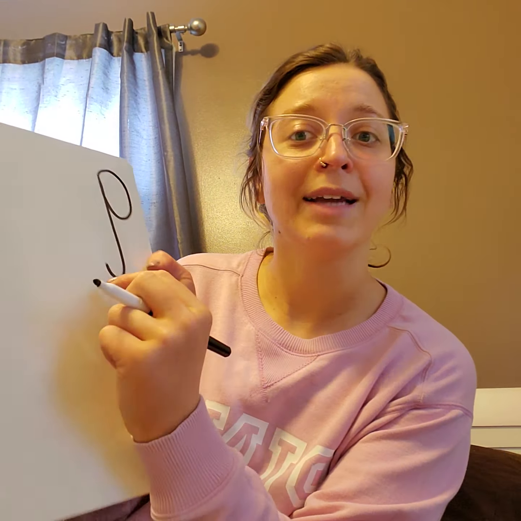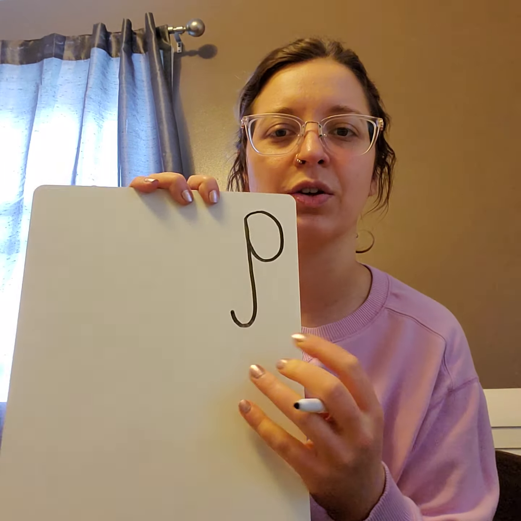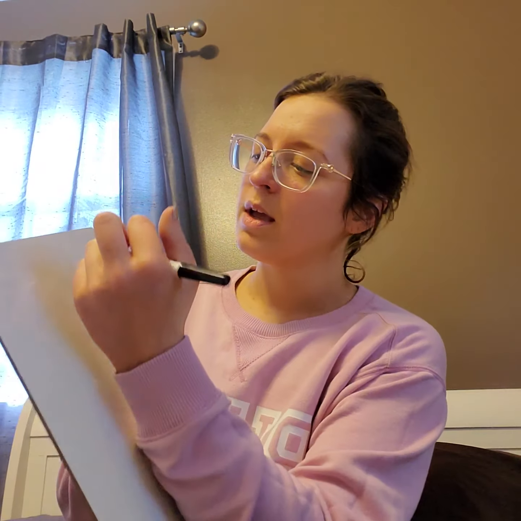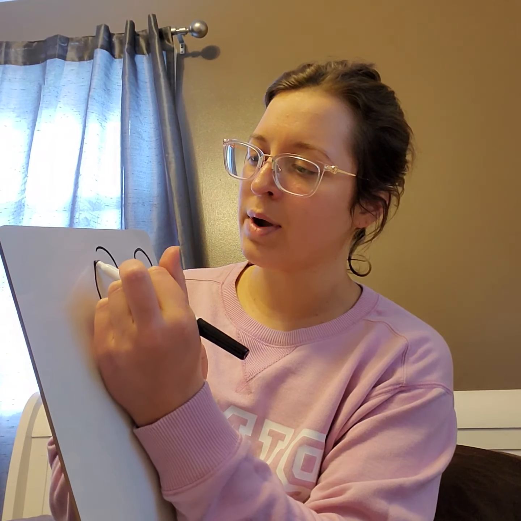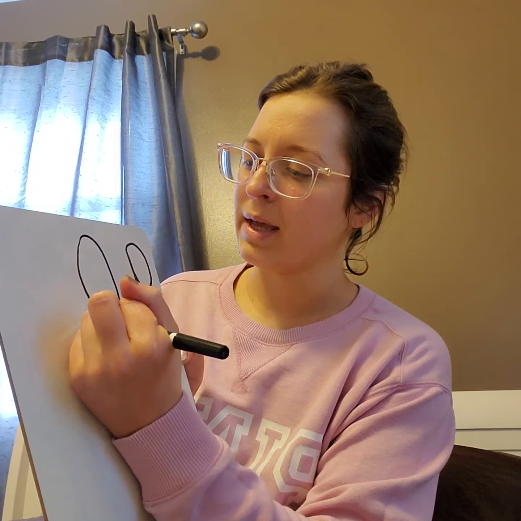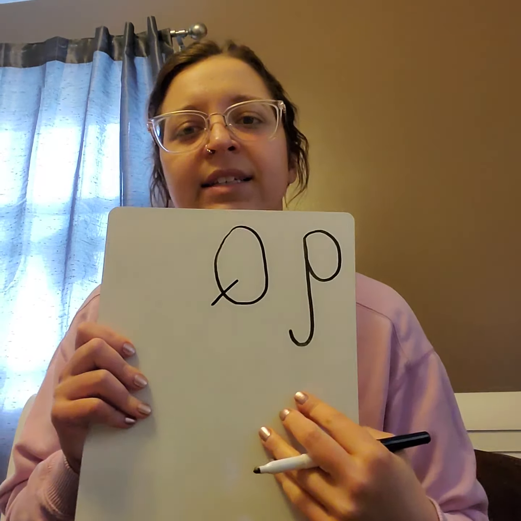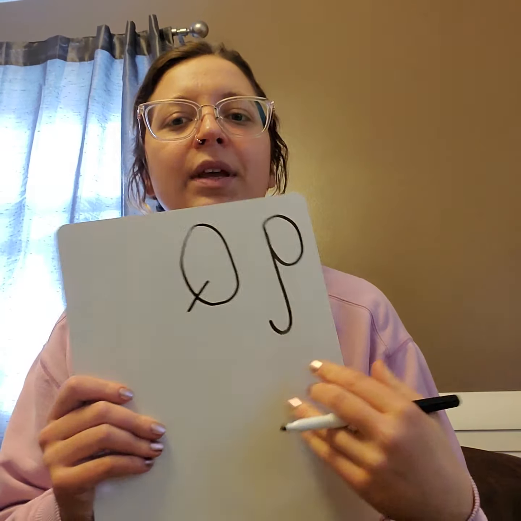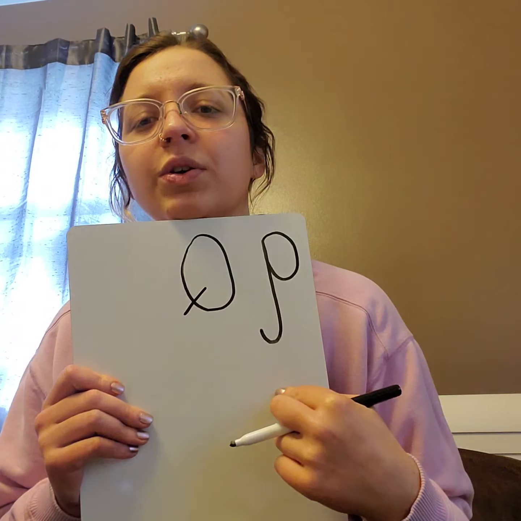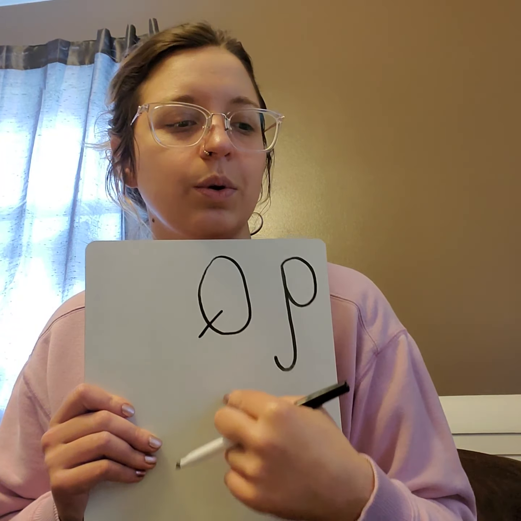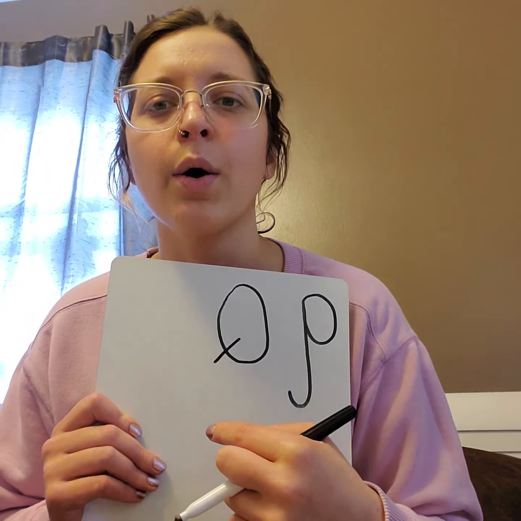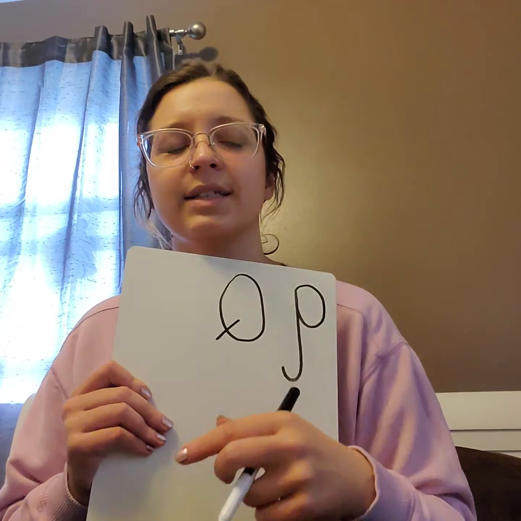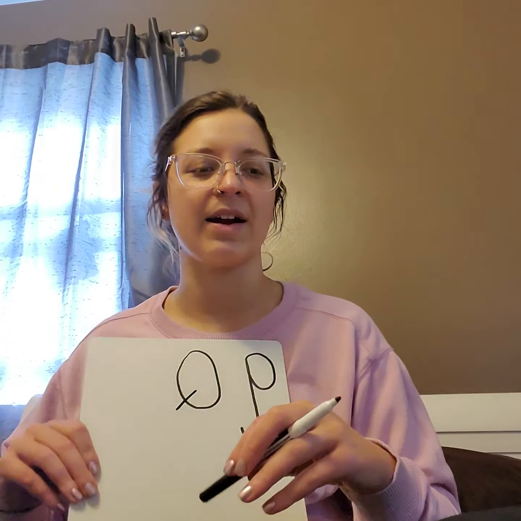I am so sorry. I did the lowercase first for some reason. So this one's our lowercase. For our uppercase, we circle all the way around and make a slant line. I did that backwards this time, but this is Q, Q, Q, Q, Q. Q is the name of this letter. Qua, qua, qua. Qua is the sound of this letter.